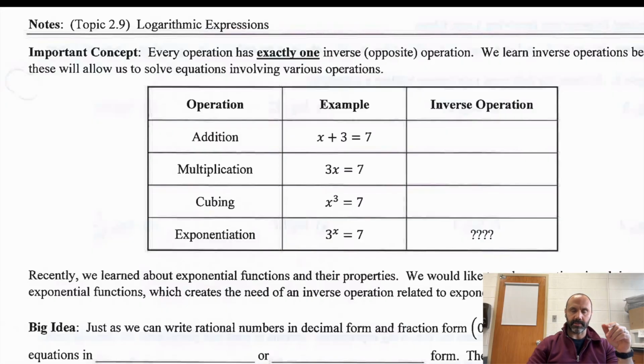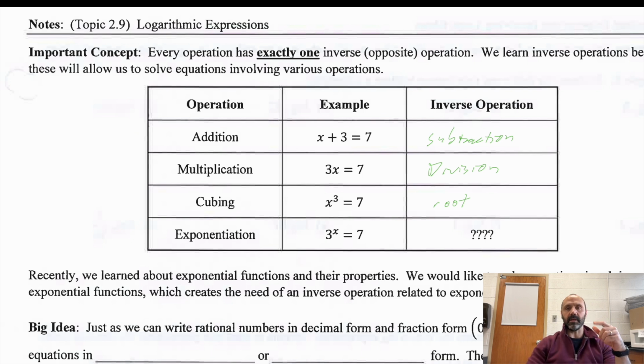We were just looking at the last few lessons about inverse functions, right? So kind of undoing functions. Every operation has one way of undoing it. For example, the way that you undo addition, the way that you would solve x plus 3 equals 7, is by subtraction. Multiplication is undone by division. And the way that you undo cubing is by taking a root, a cube root in this case, etc.